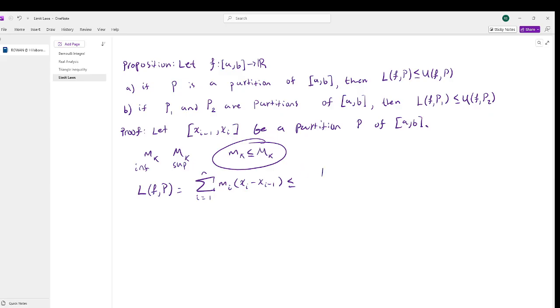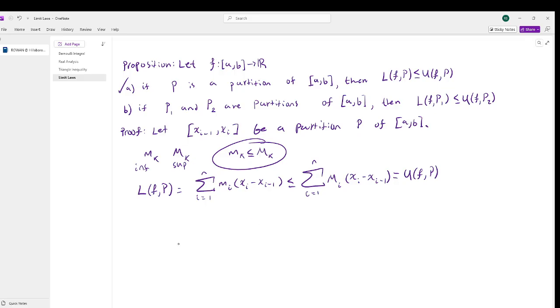Using our definitions of the lower sum and the upper sum, L(f, P) equals the sum from i equals 1 to n of m sub i times (x sub i minus x sub i minus 1). Clearly, that's less than or equal to the same thing multiplied by capital M sub i, since these are less than or equal to each other, so the sum from i equals 1 to n of capital M sub i times (x sub i minus x sub i minus 1). And what's this? That is just U(f, P). So we've proven this first part.